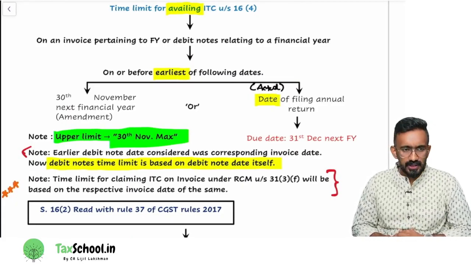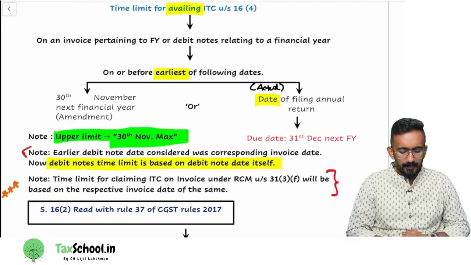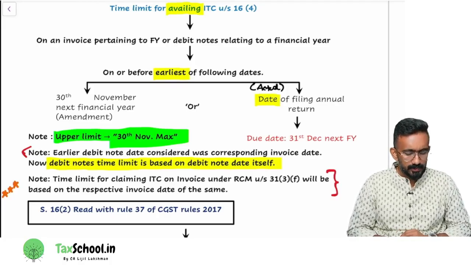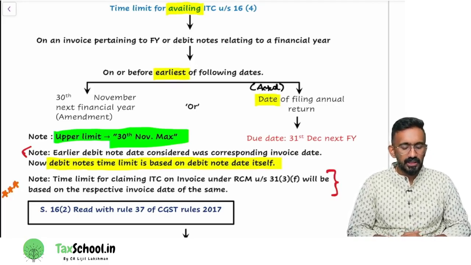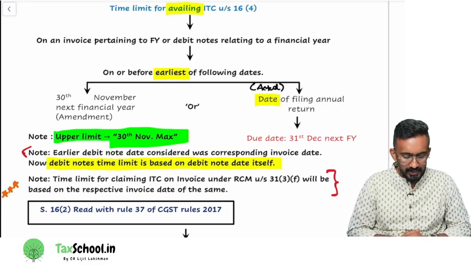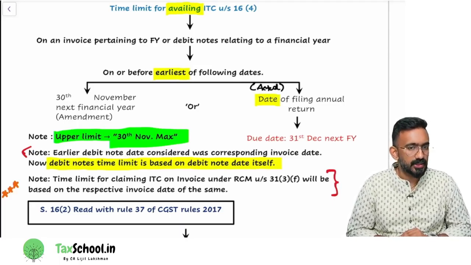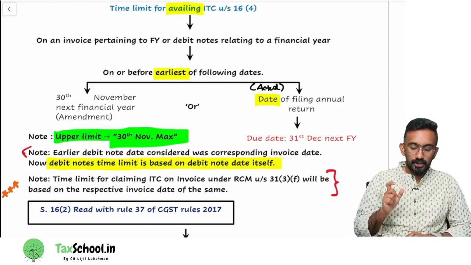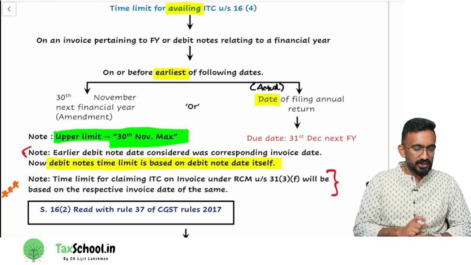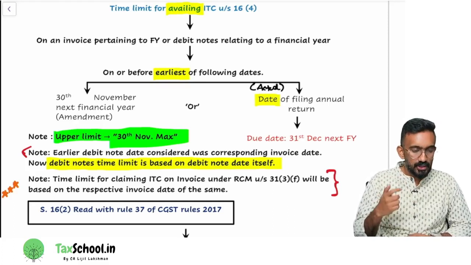16(4) says, for an invoice or a debit note pertaining to a financial year, you can avail ITC on or before the earlier of the following dates: 30th November of the next financial year or the actual date of filing annual return, whichever is earlier. The due date of filing annual return happens to be 31st December of the next financial year. Beyond that, if you file annual return, you will end up paying late fee.